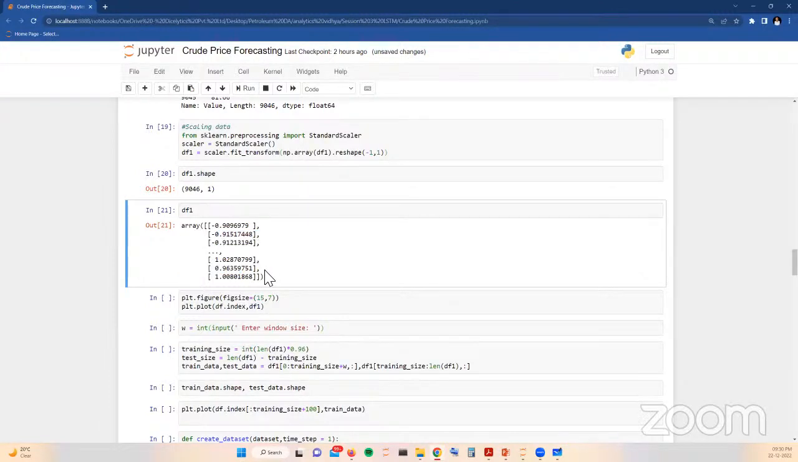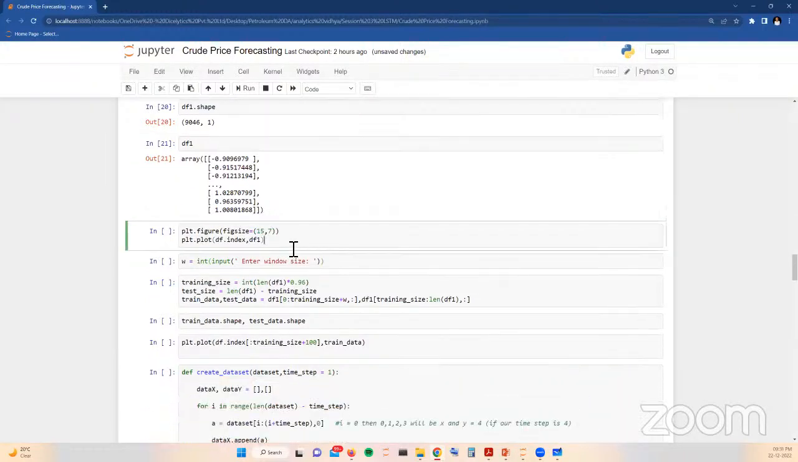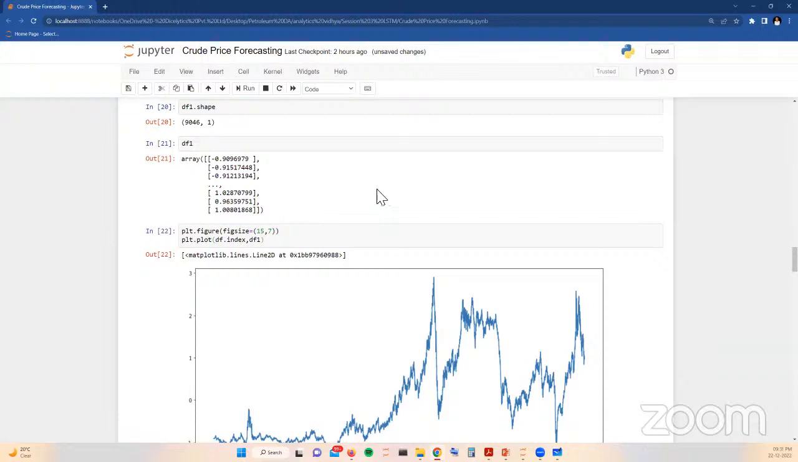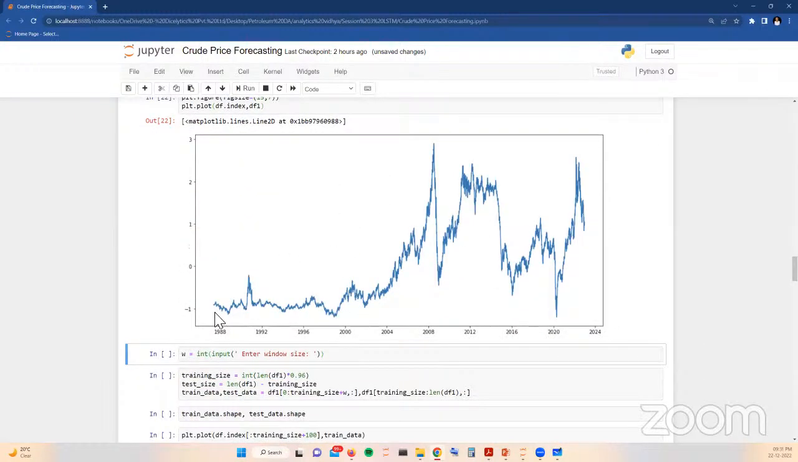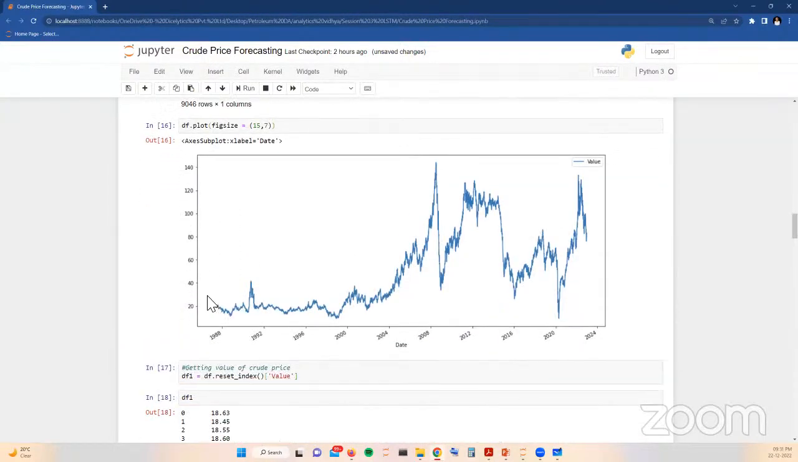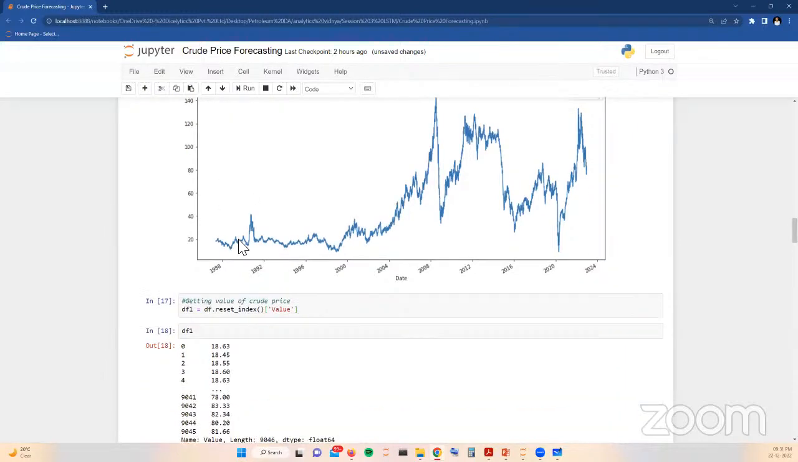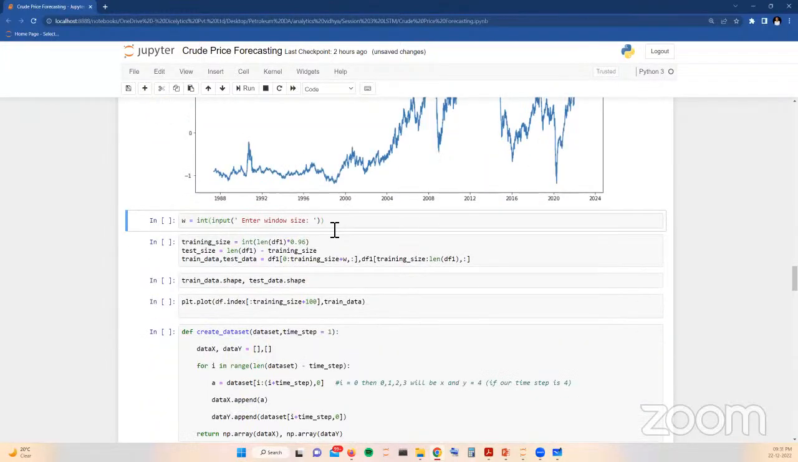But for now, just focus on the class itself. Now if I see the scale data, this one is my scale data. You can see on my y-axis, my scale has reduced to -1 to 3. And here, this was the original data. So I just scaled using my standard scaler only, nothing fancy.